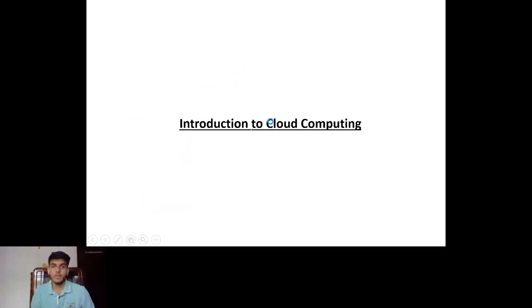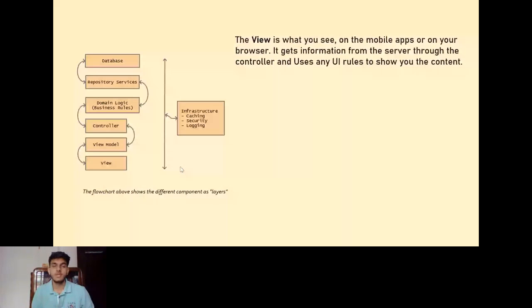So what does the view do? The view is what you see, like on your mobile phone, your application or desktop application, that forms a part of the view. This is what is being served to the end user. This is the first part of the entire architecture.